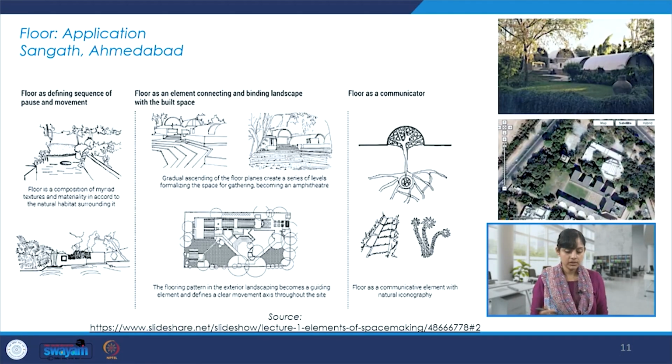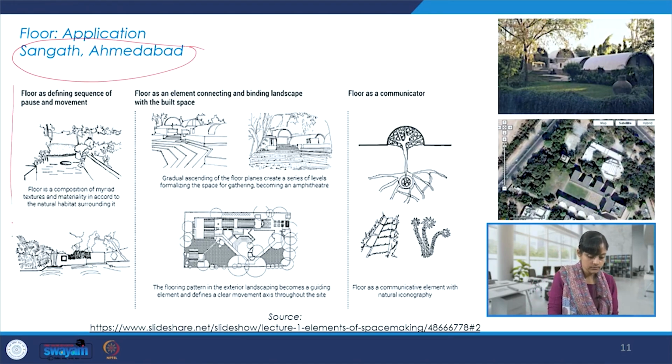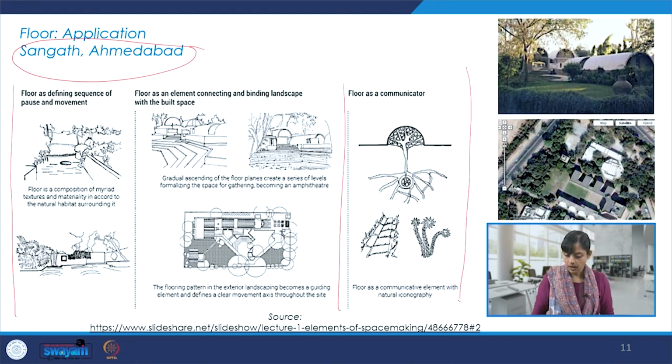Then there is this one application, Sangat, Ahmedabad, architect B.V. Doshi's office. And here we see how floor is used for different purposes and what interesting role it has. The floor as defining sequence of pause and movement, right? So without directly entering in the office, how one is navigating through that space, and there is this sequence of pause and movement, and then we are taken to the office.